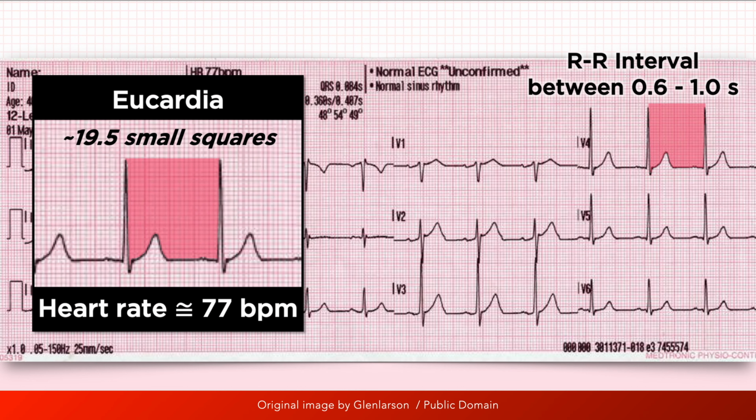The heart rate in a patient with sinus rhythm is between 60 to 100 beats per minute. This correlates with an RR interval between 0.6 and 1 second. And finally, the rhythm is regular. That is, the RR interval remains constant.